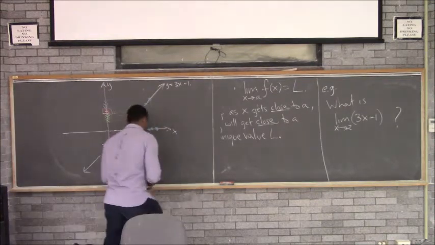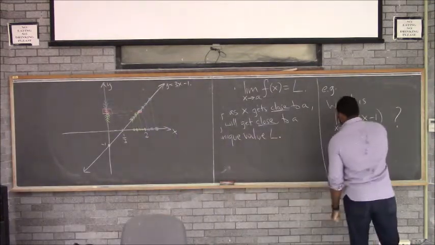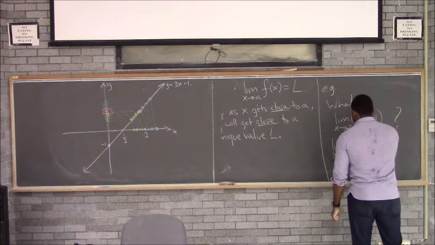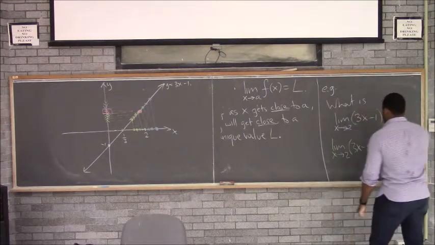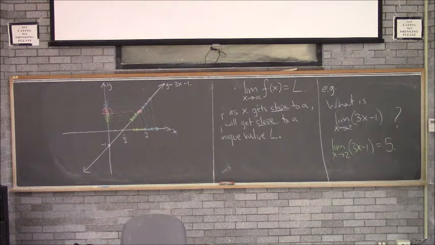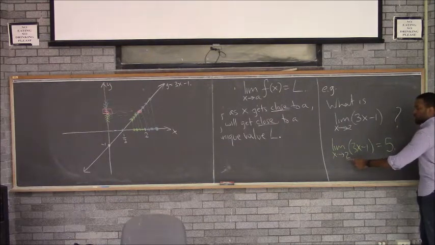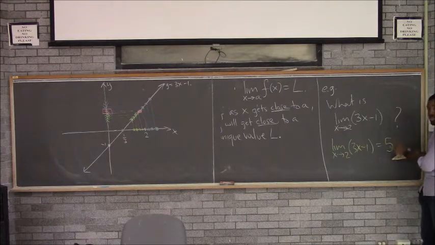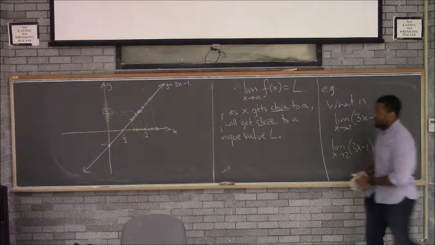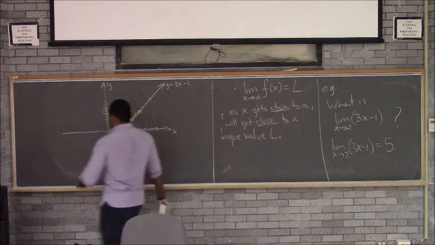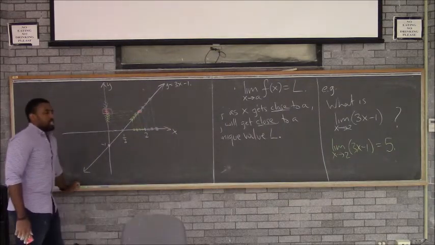And so we would say here that the limit as x approaches 2 of 3x minus 1 equals 5. Someone can make that statement, and this is what they mean. When my x values are getting closer and closer to 2, my y values will get closer and closer to 5. Okay? Let's look at another example.